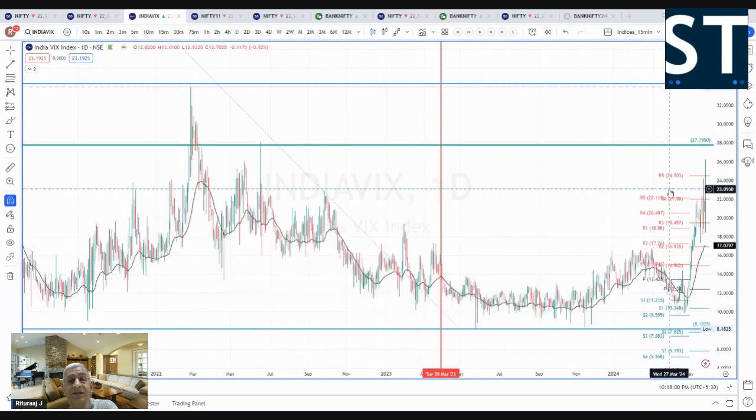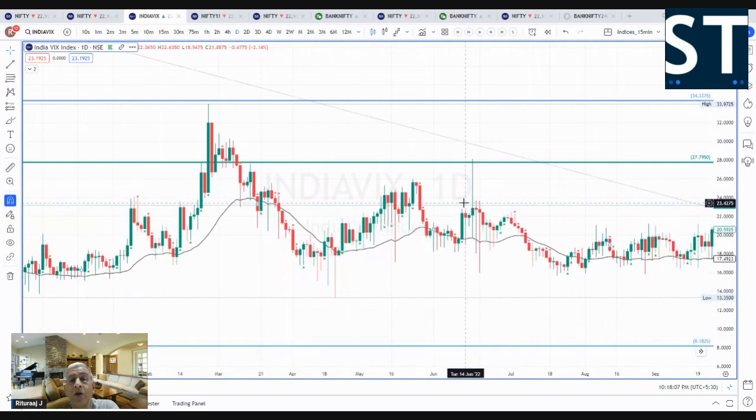Let me share some secret with you if you're not aware. Such level was last seen on closing basis on 25th May 2022.